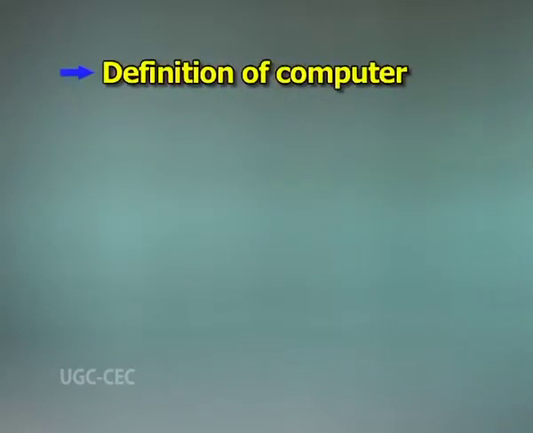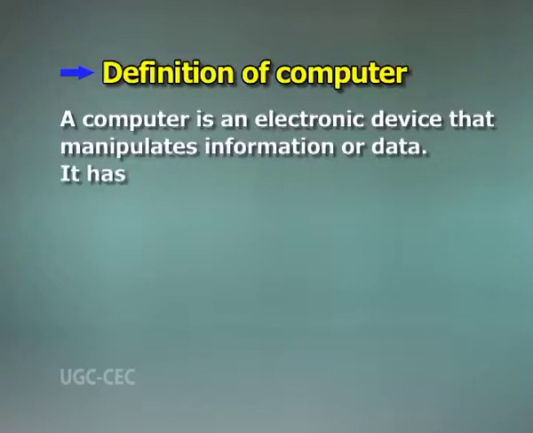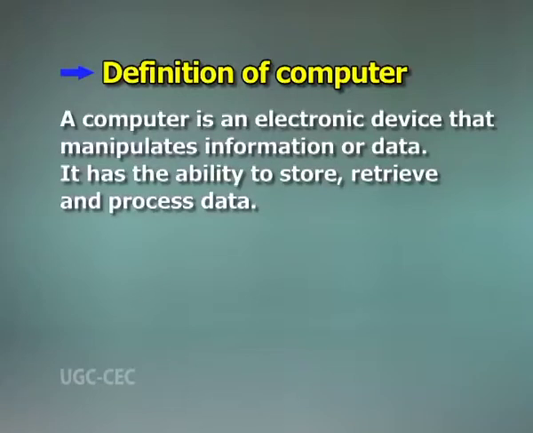So what is computer? A computer is an electronic device that manipulates information or data. It has the ability to store, retrieve and process data. Computer can be used to type documents, handle spreadsheets, accounting, database management and presentations, play games, send email, browse the web and many more.